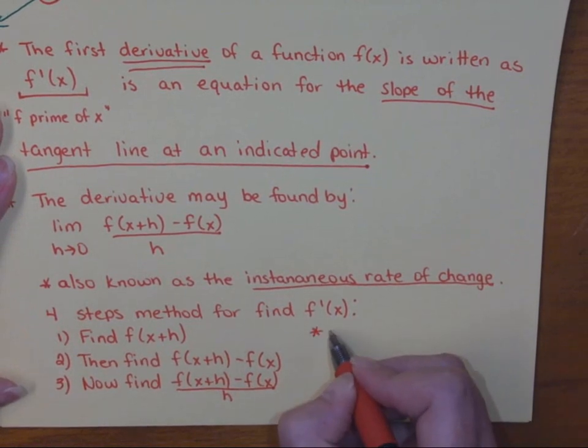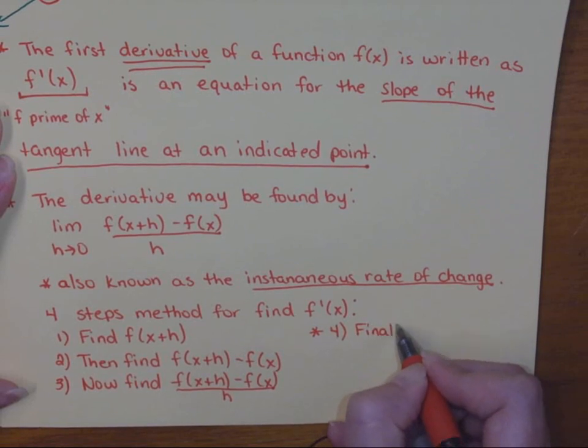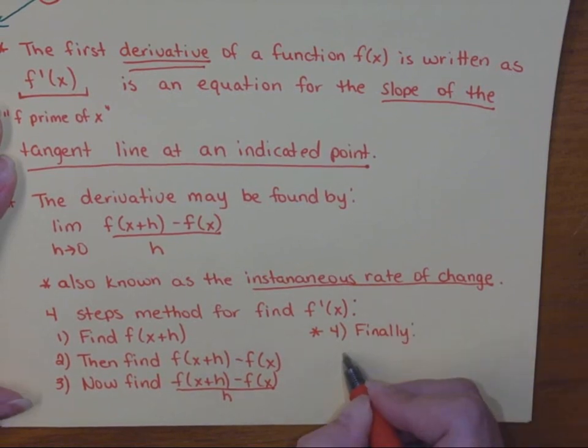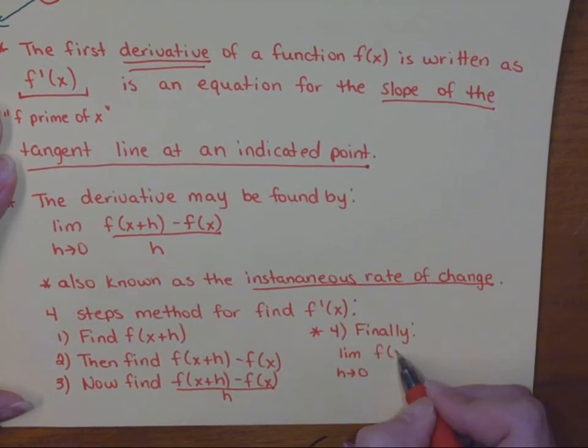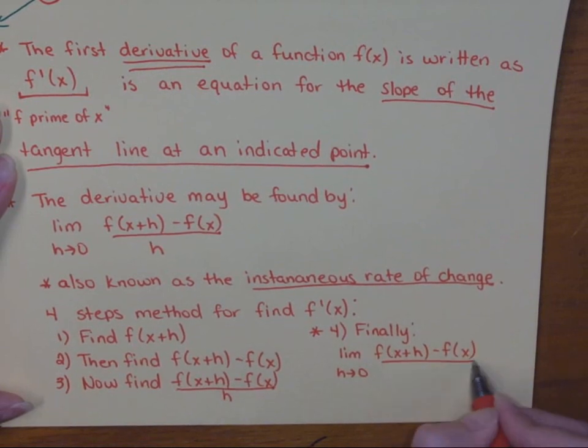And then last but not least, I'm going to put a star by this one because this is the whole thing together. Okay, so finally we're going to find the limit as h approaches 0 of f of x plus h minus f of x all over h.